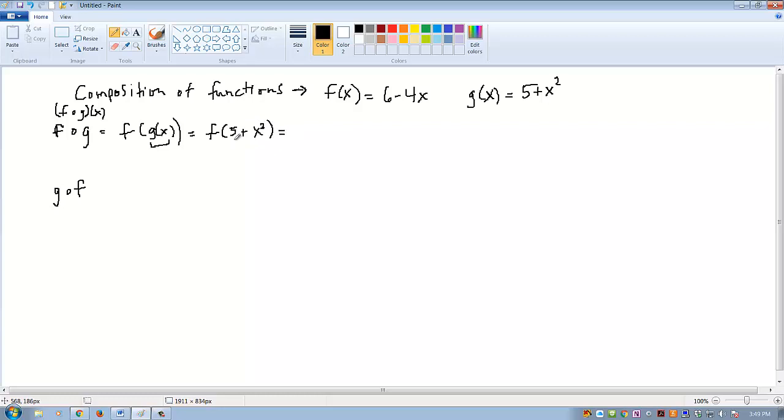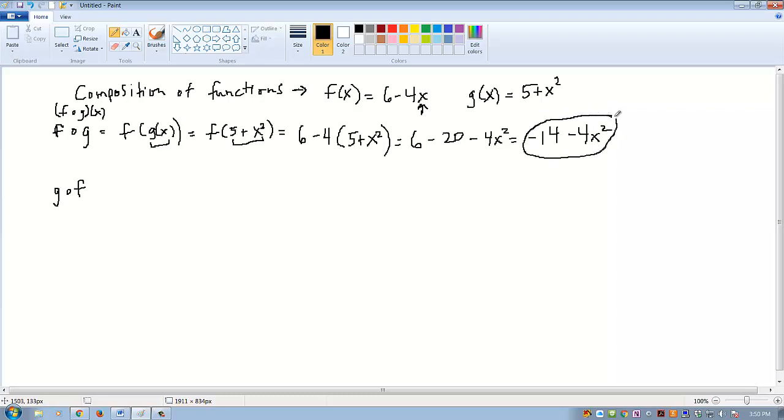So everywhere there's an x, I'm going to put this whole polynomial in, and it only goes in for this one spot here. So I'm going to do 6 minus 4 times 5 plus x squared. That's 6 minus, and negative 4 times 5 is 20, and then negative 4 times x squared is minus 4x squared. So 6 minus 20 is negative 14 minus 4x squared. So this is my answer right here. This is what I'm looking for, f of g of x.